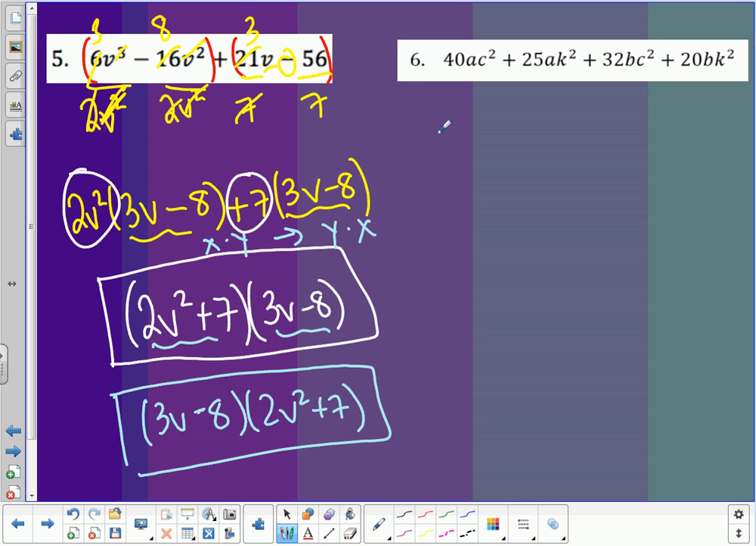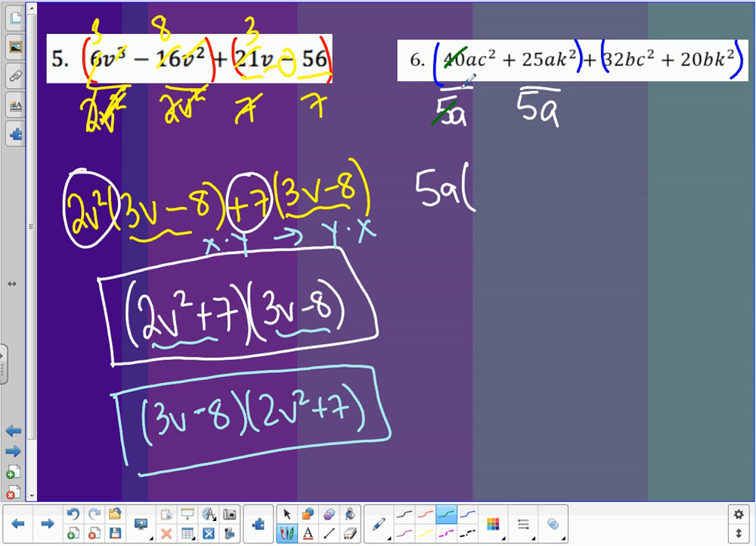So let's take a look at number 6, last one. So 40ac squared plus 25ak squared plus 32bc squared plus 20bk squared. Ooh, a lot of factors there. So group and group. And the first thing that I want to do is look for a GCF in the first group. From 40 and 25, I can take out a 5. Then take a look at the variables. So there's a lot of variables going on in here. Here I have an a and a c squared. Here I have an a and a k squared. The only thing that is in common is the a. So I'm going to write my 5a out front and then look at what I have left.